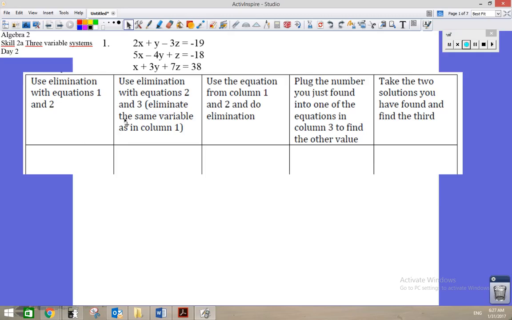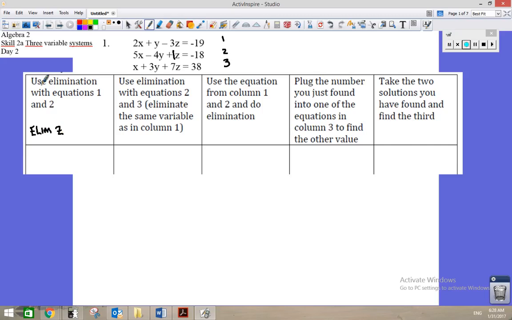Now, Mrs. Chambers created this chart to help students use the same technique each and every time. I'm going to add one idea. I'm going to number these equations 1, 2, and 3. If I have a coefficient of 1 in equation 2, that's the variable that I'm going to choose to eliminate. So I'm going to eliminate z.